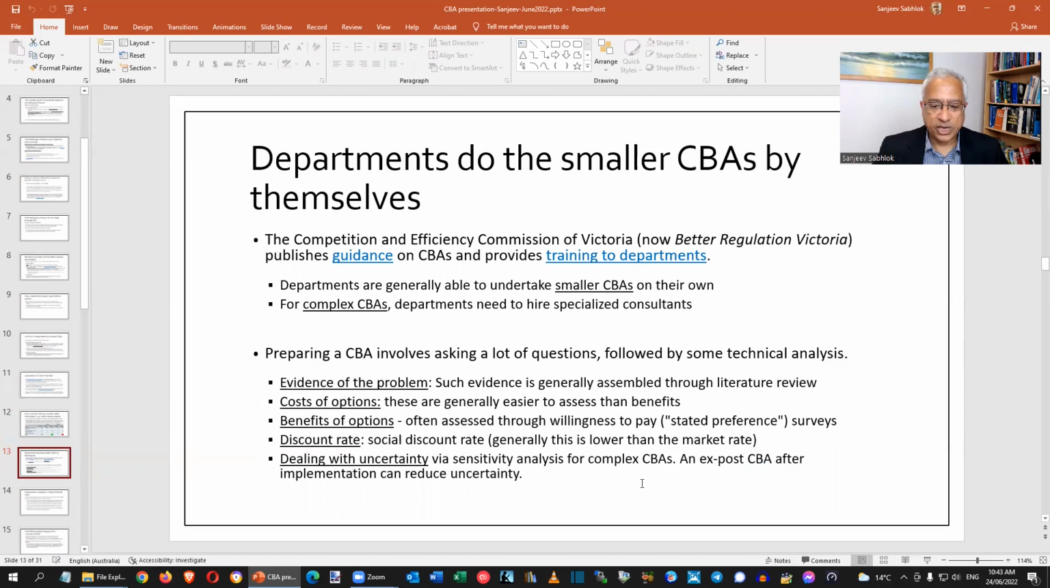Uncertainty is a big issue in cost-benefit analysis that's dealt with through sensitivity analysis and an ex post CBA. What we're talking about is ex ante, the thing that's done before a particular policy is introduced. But an ex post is the one that's done after the policy is implemented. And then we have real high quality data about the actual impacts. And then we can actually reduce the uncertainty and decide whether this policy is working, or we can try to modify the policy to improve it.